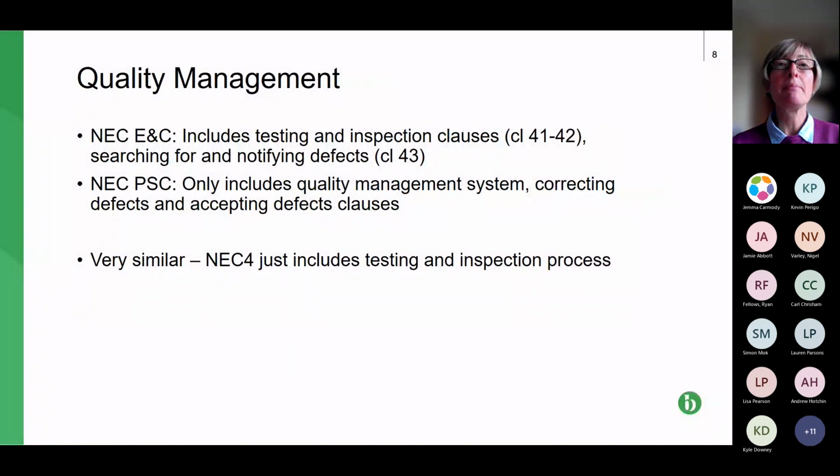Next point in terms of quality management. As we're seeing from this, the clauses are very similar. The differences between engineering and construction contracts, the contract you'll be familiar with, and the professional services are practical issues. As that first bullet point says, you'll be used to seeing provisions that cover testing, either off-site and potentially on-site inspection clauses, so clauses 41 to 42, also searching for and notifying defects, 43. Whereas these clauses aren't included under the professional services contract for obvious reasons. Again, it's all around the fact that there's no physical work that has been done by the consultant. It's design and advisory work.